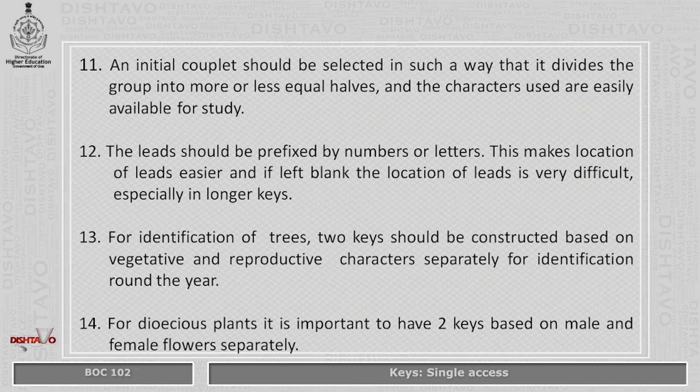The leads should be prefixed by the numbers or letters. This makes location of leads easier, and if left blank, the location of lead is very difficult, especially when key is longer and runs into many pages in the taxonomic literature. For identification of trees, two keys should be constructed based on vegetative and reproductive characters separately for identification round the year. For dioecious plant, it is important to have two keys based on male and female flowers separately.